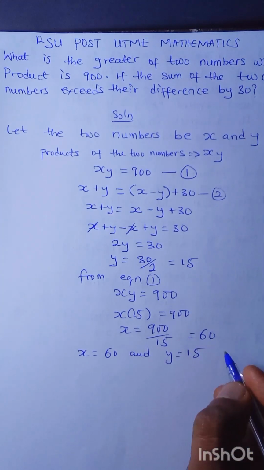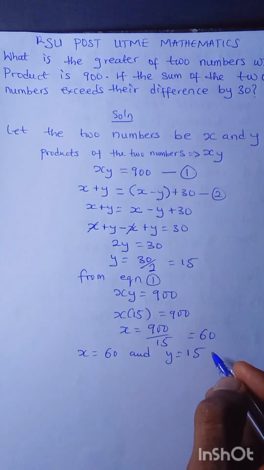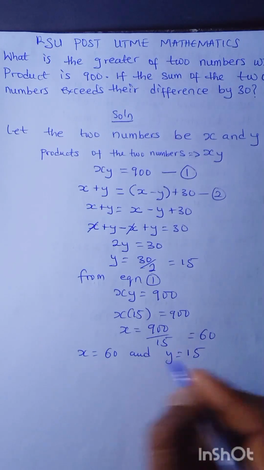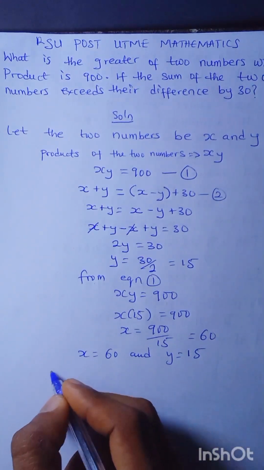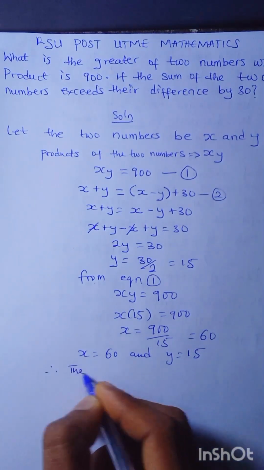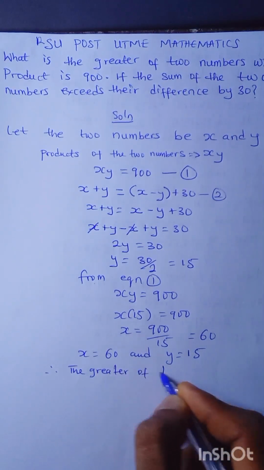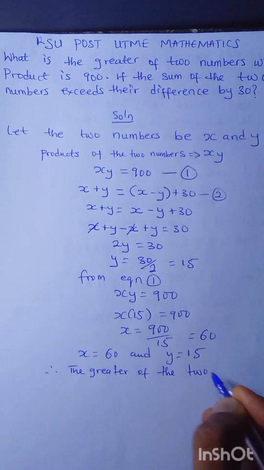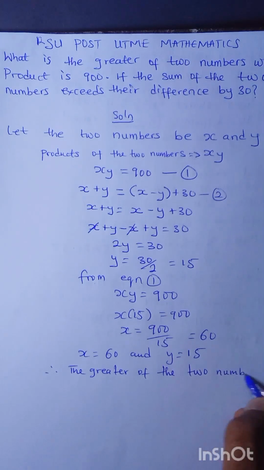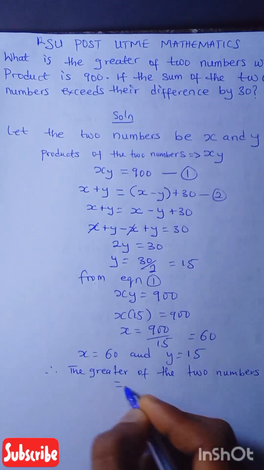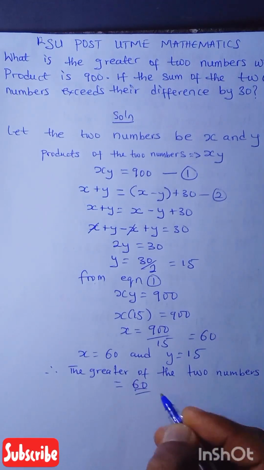So our x value is equal to 60 and y is equal to 15. Now we are asked what is the greater of the two numbers. Therefore the greater of the two numbers is equal to 60. That's the answer to the question.